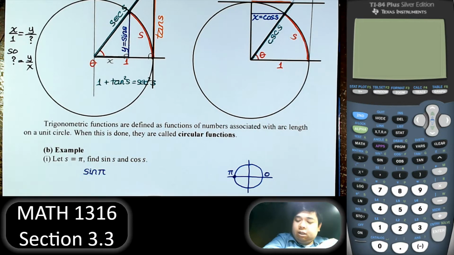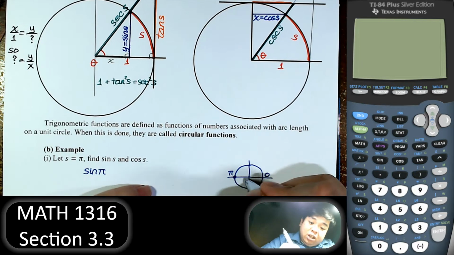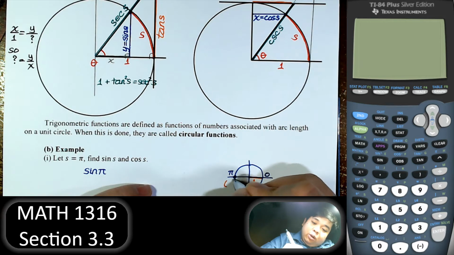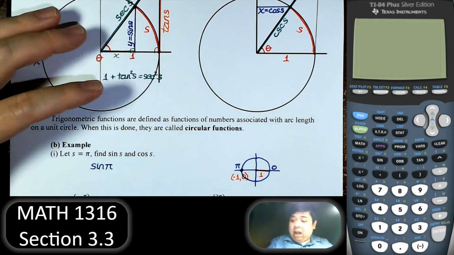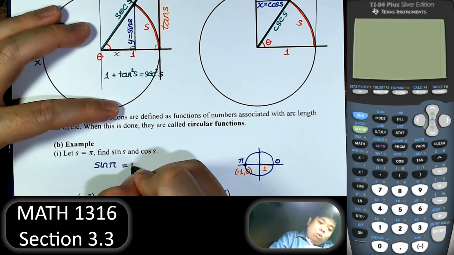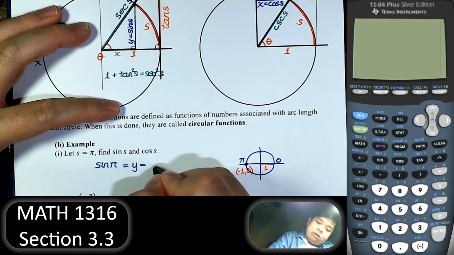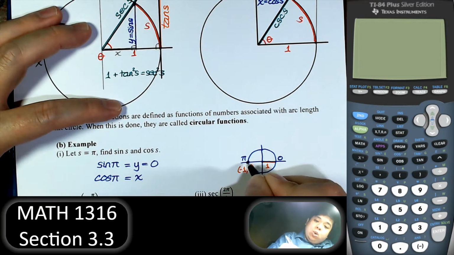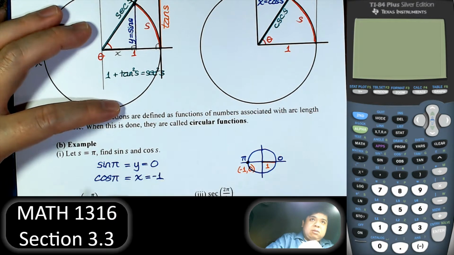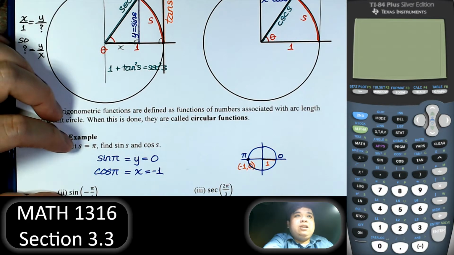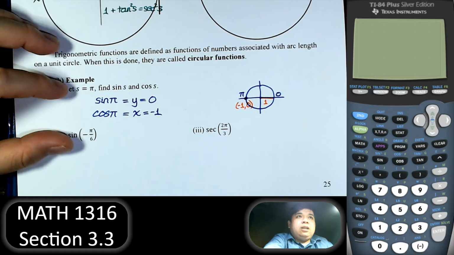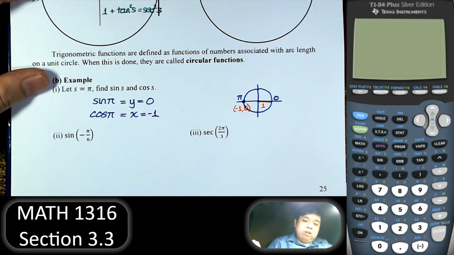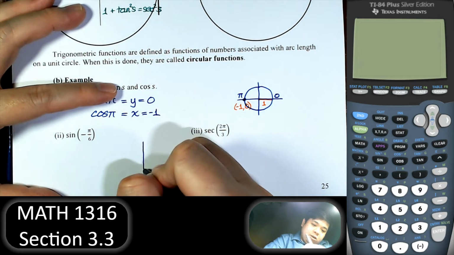half a revolution. And this point, if it is on the unit circle, notice that this is the unit circle, so the radius is equal to 1. So this point, the x coordinate is -1, the y coordinate is equal to 0. And by our definition, sine is equal to the y value, which is 0, and cosine is equal to the x value, which is -1. Simple enough, right? Next, let's go to sine of -pi/6. Now let's try to draw a circle.